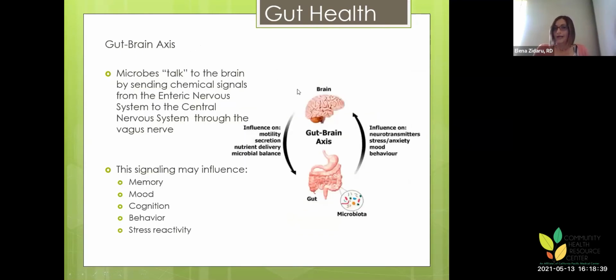With the gut-brain axis, this was the fourth role of those microbes. As I mentioned earlier, microbes talk to the brain, and they send those chemical signals from the enteric nervous system to the central nervous system through the vagus nerve. The signaling is not very well understood, obviously, but it looks like it may influence memory, mood, cognition, behaviors, the reactivity to stress.